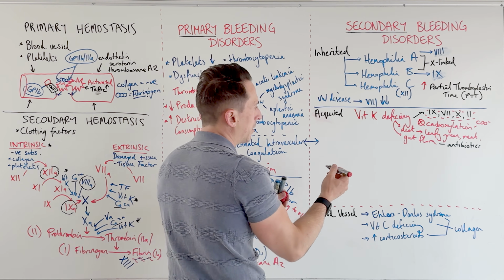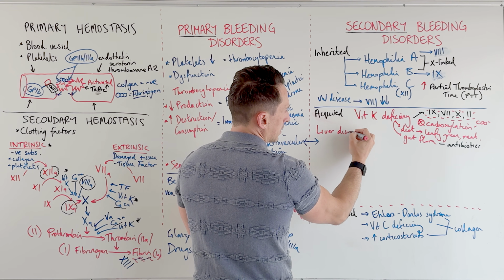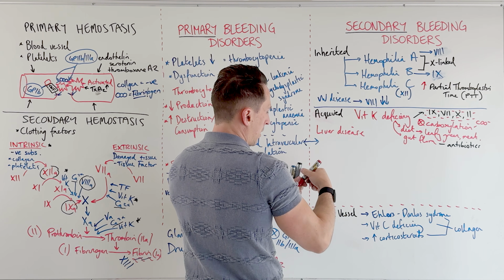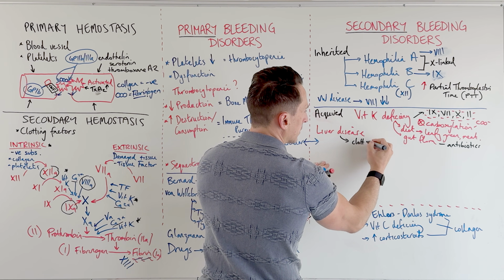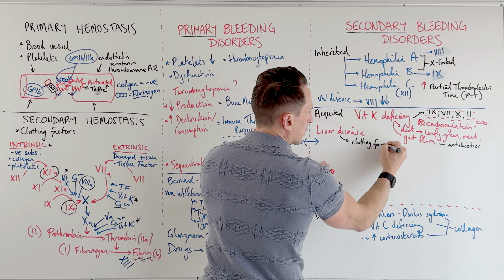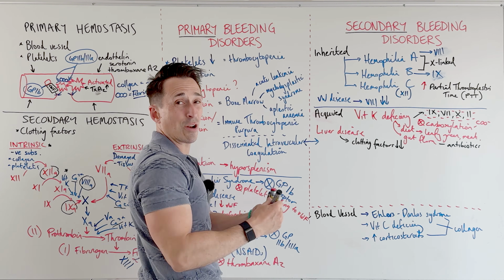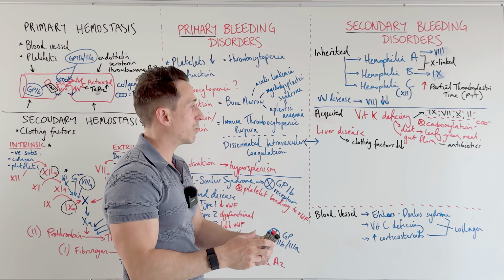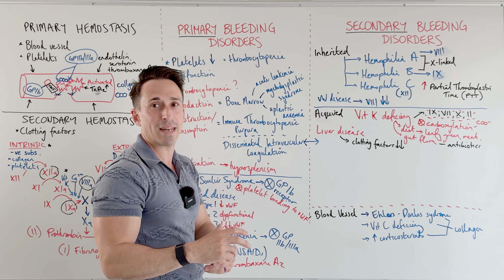Another form of acquired can be liver disease. Now remember, the liver makes the clotting factors. So if you've got liver disease, your clotting factors are going to be through the floor. And obviously, you can't clot. You're going to bleed out.